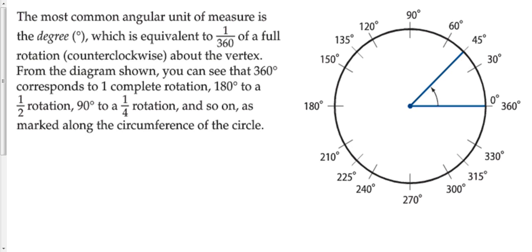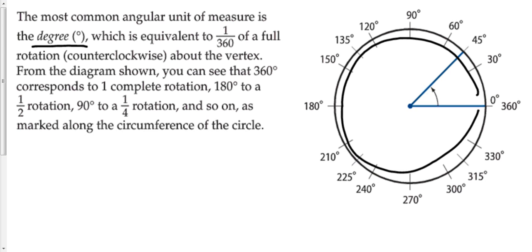Okay. So most of the time, when we're trying to measure an angle, we're going to use the most common angular unit called degrees. Everybody should know what degrees are. This is equivalent to 1/360th of a full rotation, if we go counterclockwise, of course, because we want to measure a positive rotation. You can see from the circle right here that as I go around the circle, I go through all the degrees from 0 to 360. When I go all the way around, that is one complete rotation, which is 360 degrees. 180 degrees is half a rotation. 90 degrees is a quarter of a rotation.